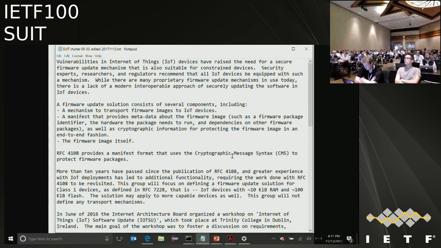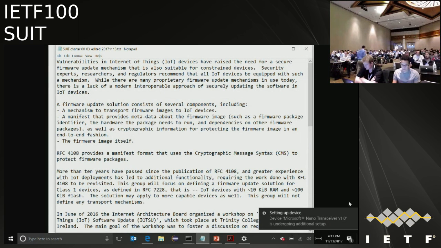This group will focus on defining a firmware update solution for Class 1 devices, as defined in RFC 7228, that is, IoT devices with roughly 10 kilobytes of RAM and roughly 100 kilobytes of flash. The solution may apply to more capable devices as well. This group will not define any transport mechanisms.